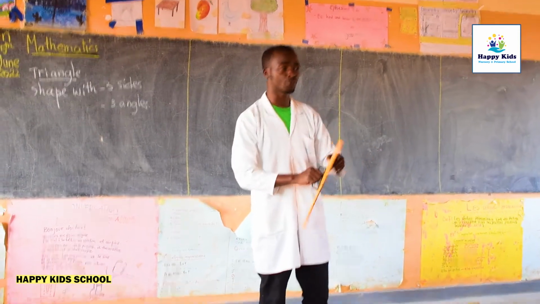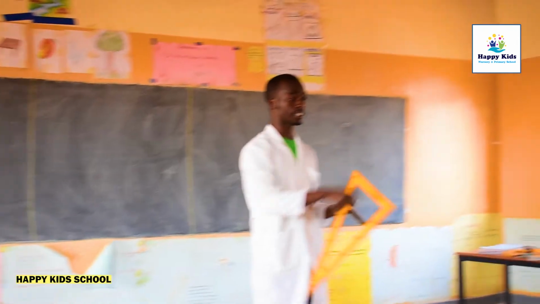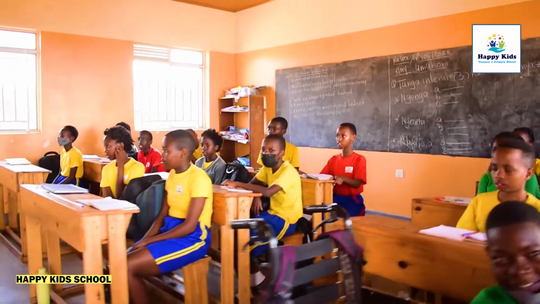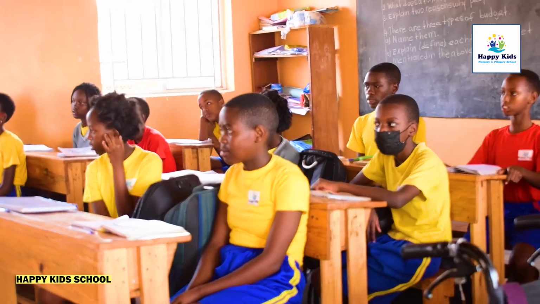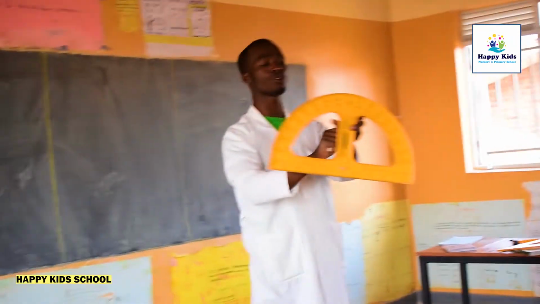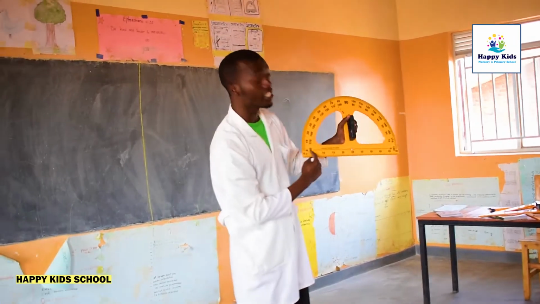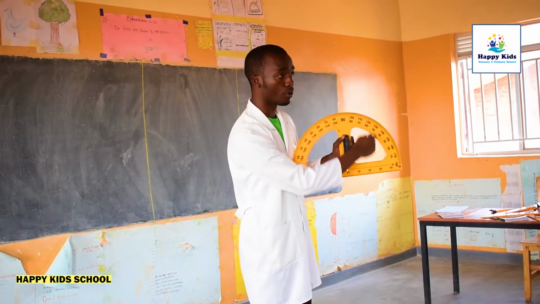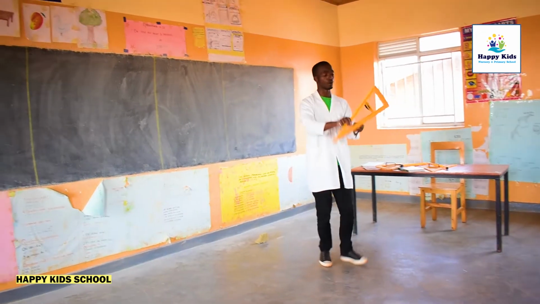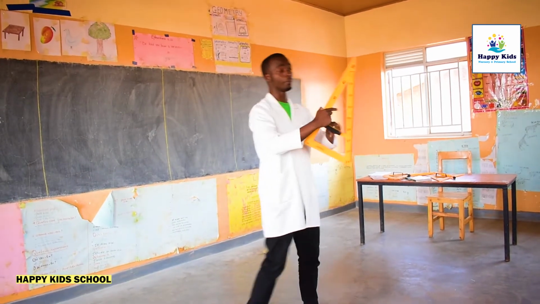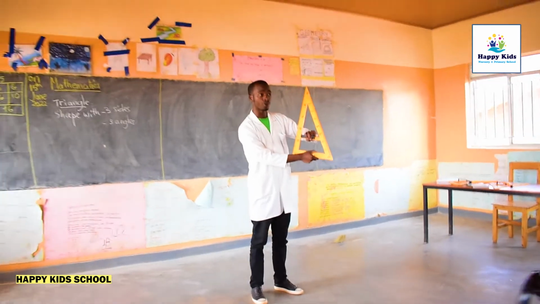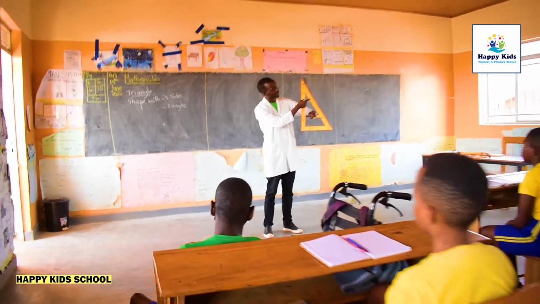Which mathematical instrument do we use to measure the angle? Yes, Kevin? We use a protractor. Do you remember the protractor? Here I have a protractor. This is the mathematical instrument which is used to measure angles. Today, we want to see, from the angles of a triangle, you will find that you have three angles. This is angle number 1.